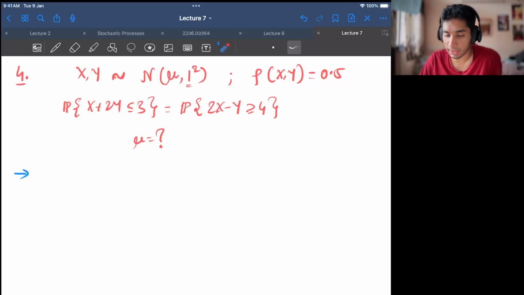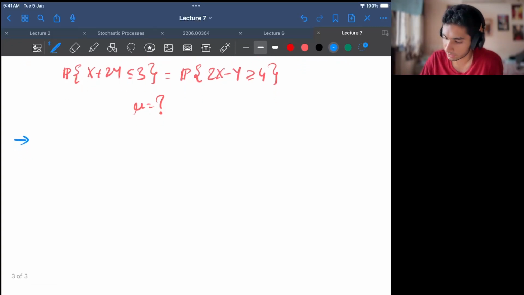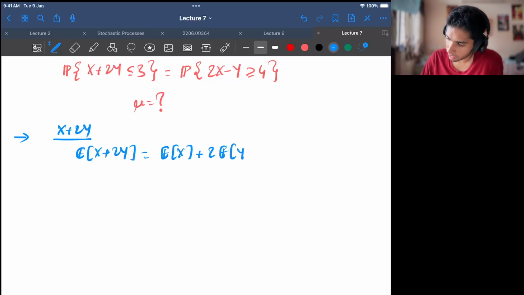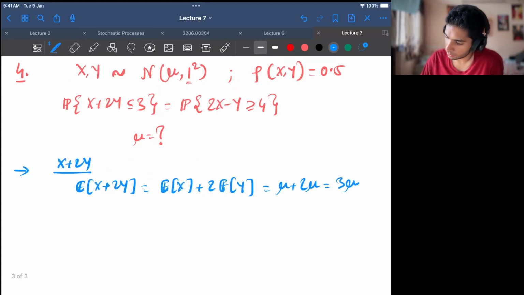The question that arises, however, is what is the mean and variance of these two random variables? That is easy to find because we can just use the properties of expectation and variance to come up with this. Okay, so let's look at x plus 2y first. What is the expected value of x plus 2y? This is just the expected value of x plus 2 times the expected value of y. And we know that this thing is mu plus 2 mu, right? This is equal to 3 mu. Cool. What is the variance of x plus 2y, right?